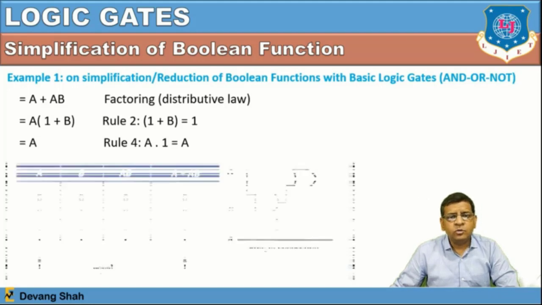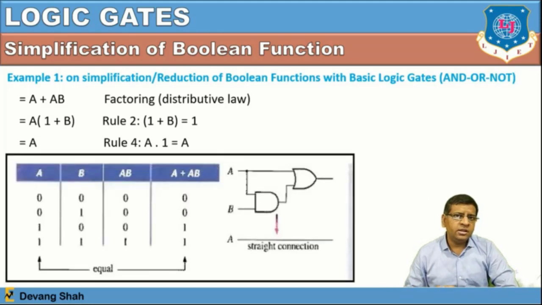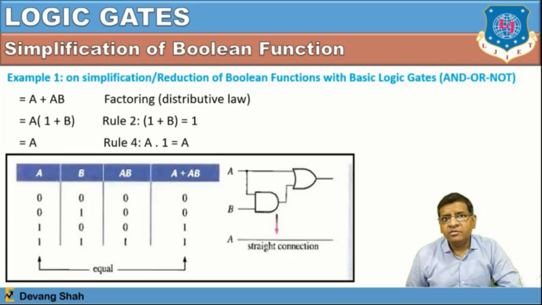Now what is the importance? The main thing is, you have a large Boolean function, that means you have large digital operations. If there are more variables, more literals, and more operators like plus, dot, NOT gate, you require more gates. So simplification of a Boolean function means the same output can be realized with fewer logic gates and fewer wires.